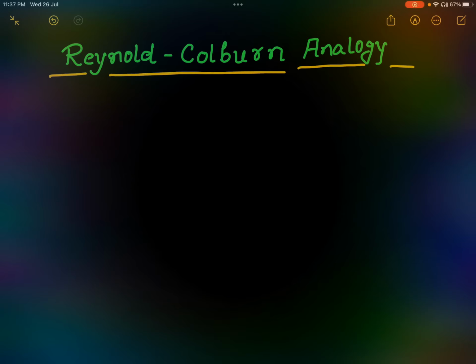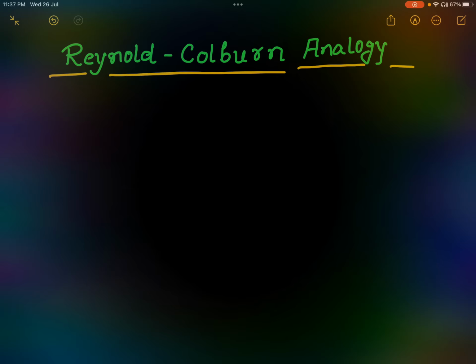Hello friends. So in this session we'll try to understand a very important concept of heat transfer, that is the Reynolds-Colburn analogy. It is the analogy between fluid friction and heat transfer. The main purpose of the Reynolds-Colburn analogy is that we want to find out the heat transfer coefficient with the help of fluid friction or the friction coefficient.